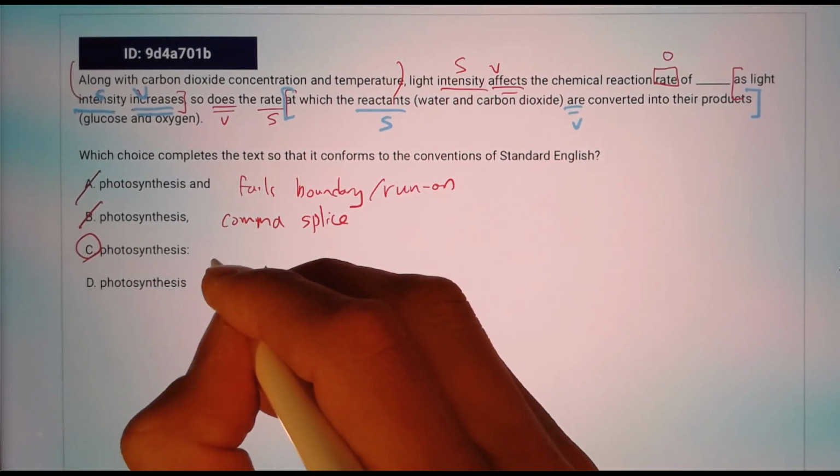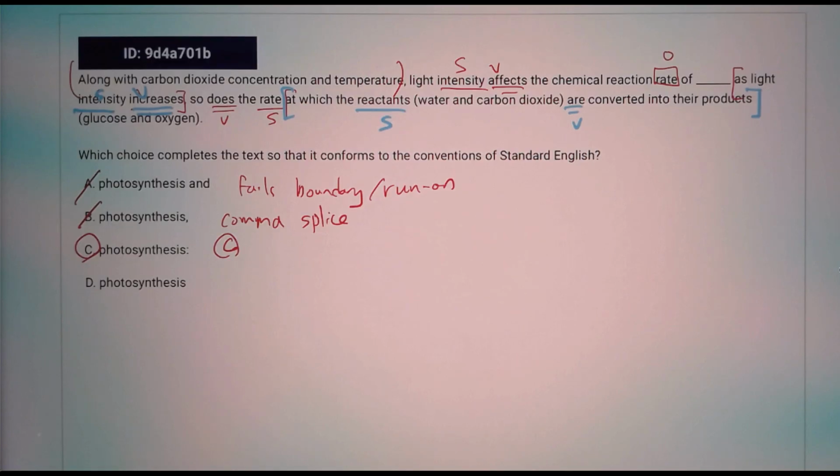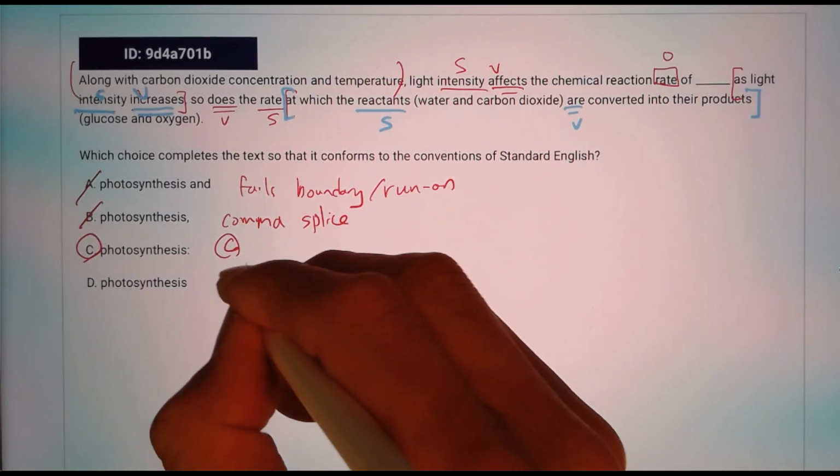I'm going to go with C. And choice D, photosynthesis with no punctuation. So just like choice A, it fails the boundary and this will cause a run-on as well.